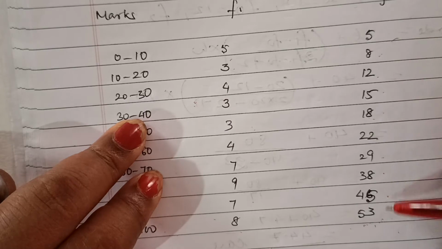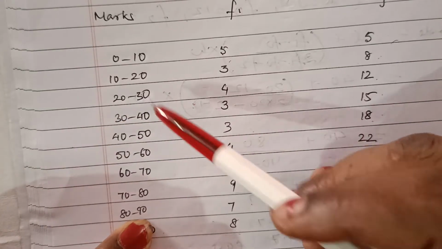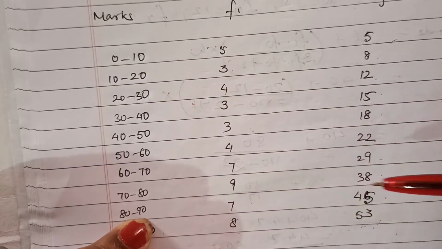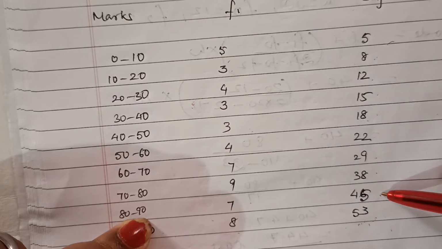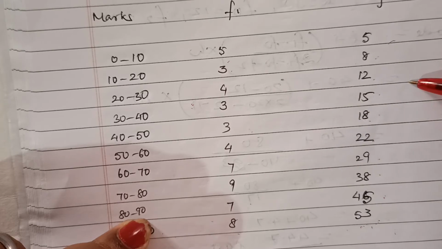ठीक है, क्योंकि अब यहाँ पे क्या होगा? Less than 90 टोटल कितने बच्चों को मिला? तो बहुत सारे बच्चे थे जिसको 0 से 10, 10 to 20 इतना मिला. तो less than 90 में कितने बच्चों को मिला? How many students scored? That is 45. So this is known as less than cumulative frequency.